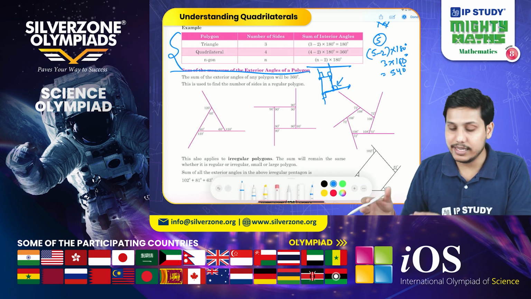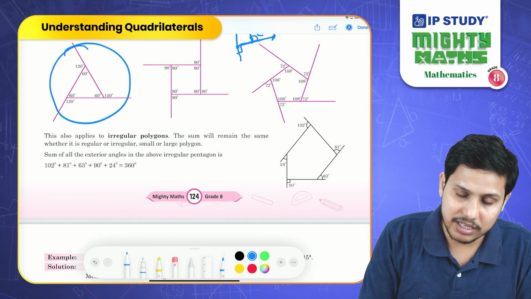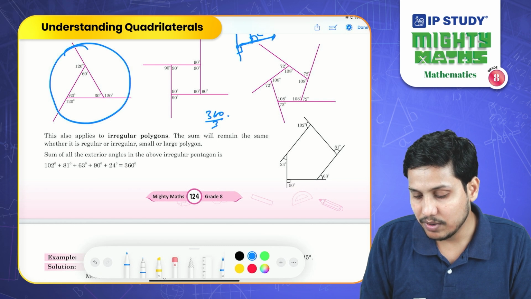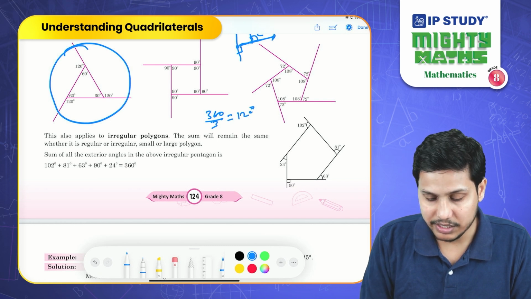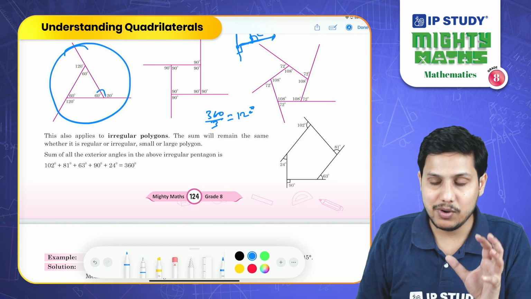always 360 degrees. Now, if it is a regular polygon and has 3 sides, then the angle will be divided into 3 equal parts and it will be 120 degrees. So you can say for an equilateral triangle, one exterior angle will be 120 degrees.